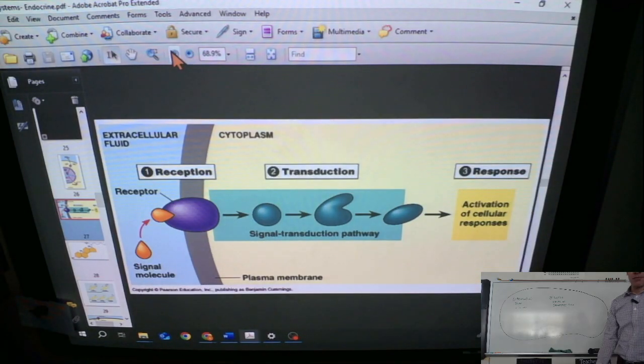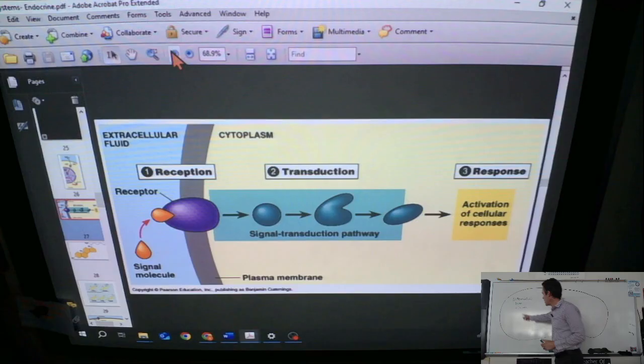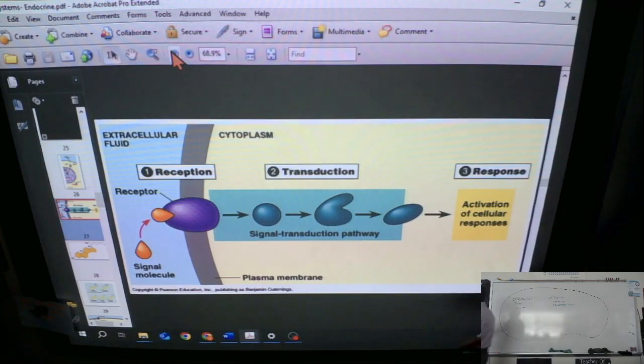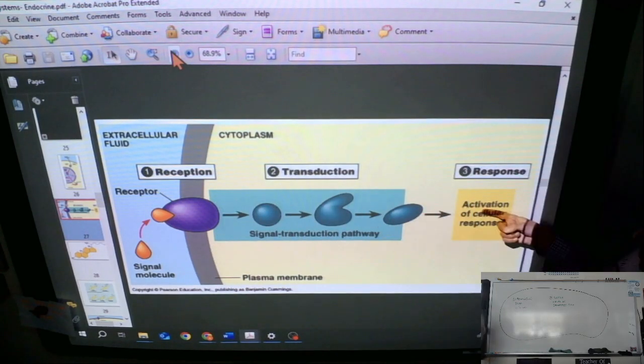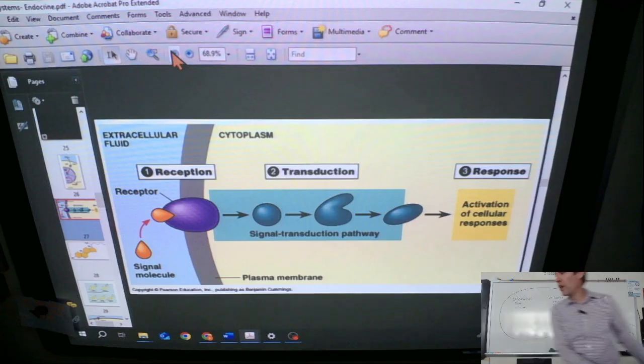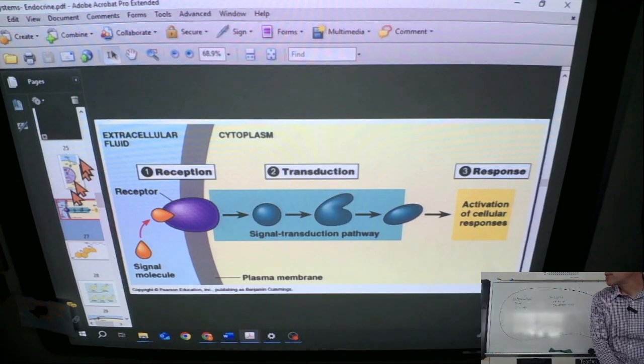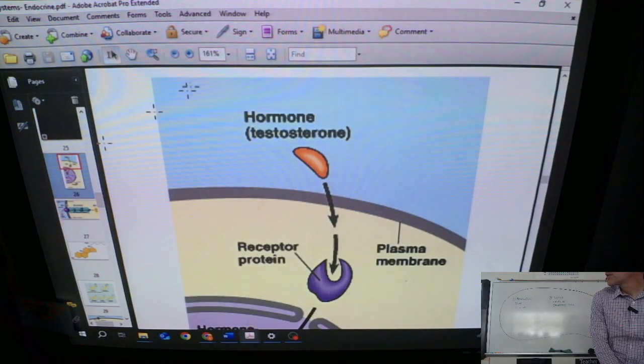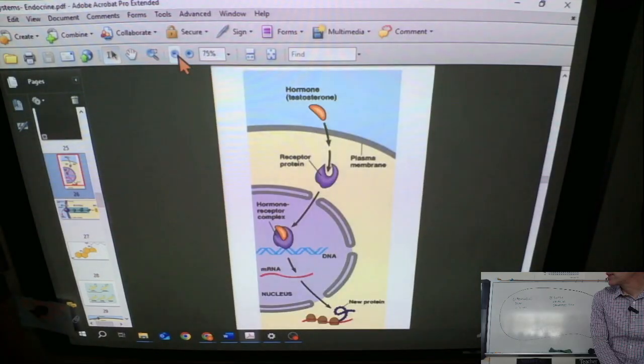So like insulin. Do I think insulin is a steroid hormone or a protein-based hormone? Protein, because it ends in IN. So how does insulin work? Like this. Cholesterol-based hormones, steroids, are a little bit different. They work a little bit more like this.